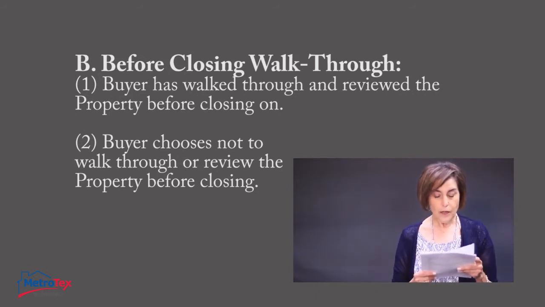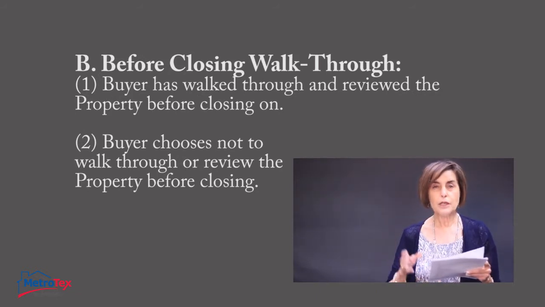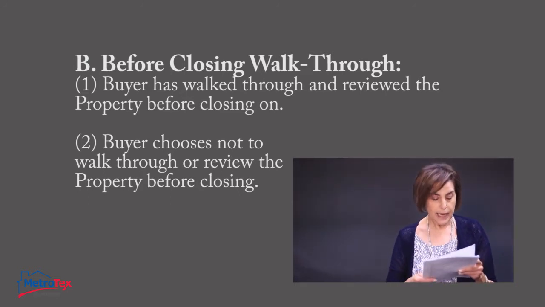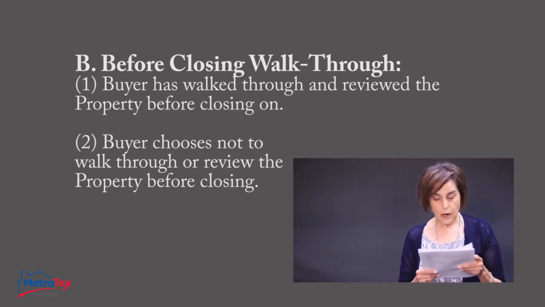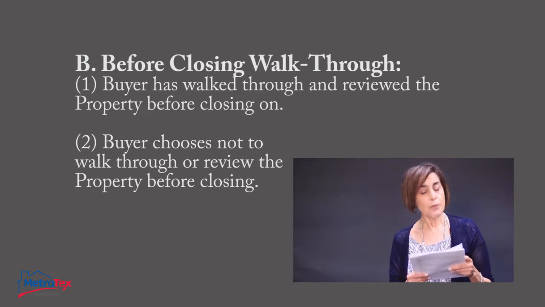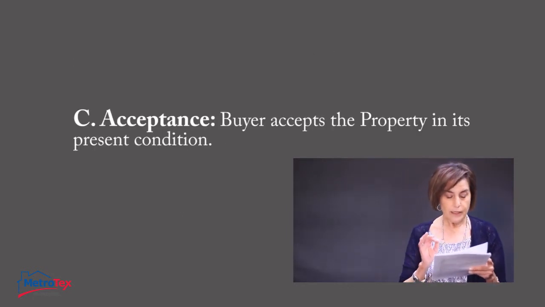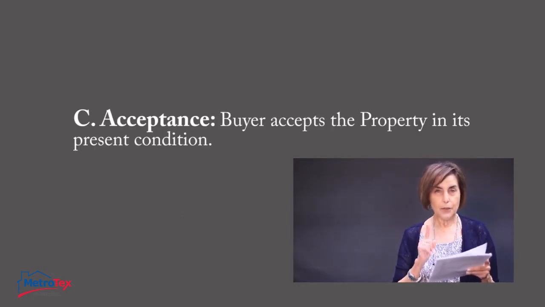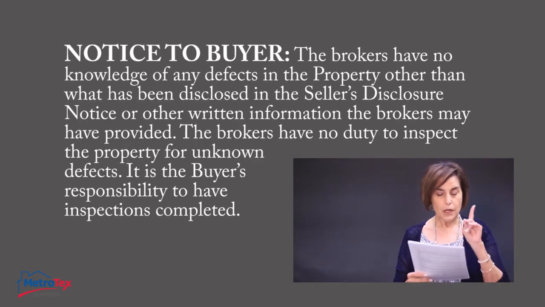1, the buyer has walked through and reviewed the property before closing, and you put a date on there of when you did that. 2, the buyer chose not to walk through or review the property prior to closing. 3, C, acceptance. Buyer accepts the property in its present condition. In bold, notice to buyer.